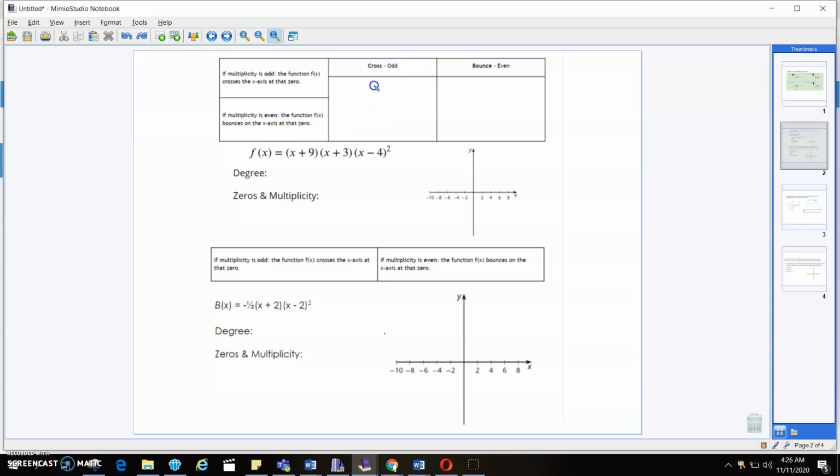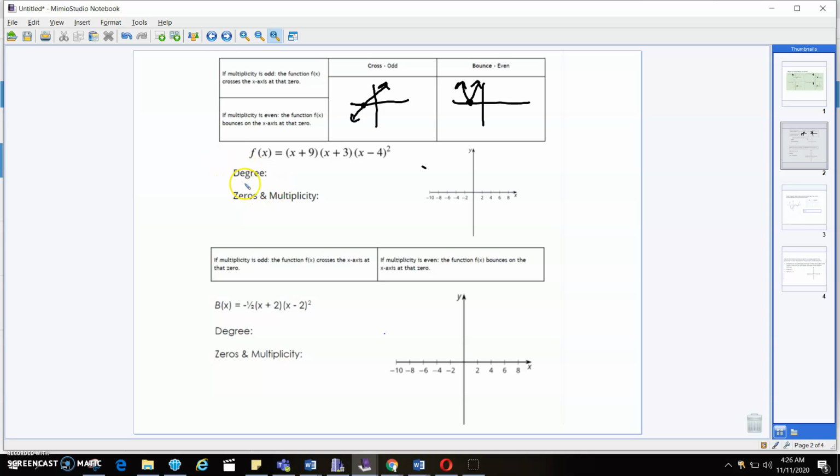So let's draw a picture of what that actually looks like again. Remember, cross means that it's going to look kind of linear. It's going to cross through one point. And then a bounce is going to look more like a quadratic. Okay? All right, so on this one, we're trying to figure out what the degree is.